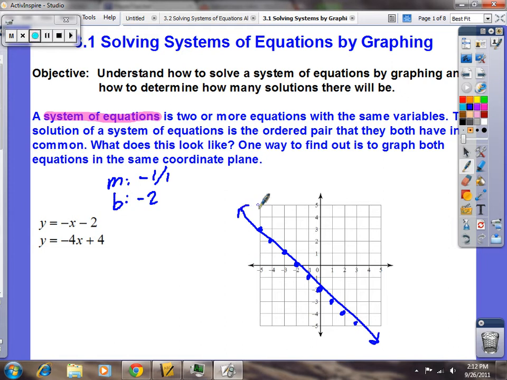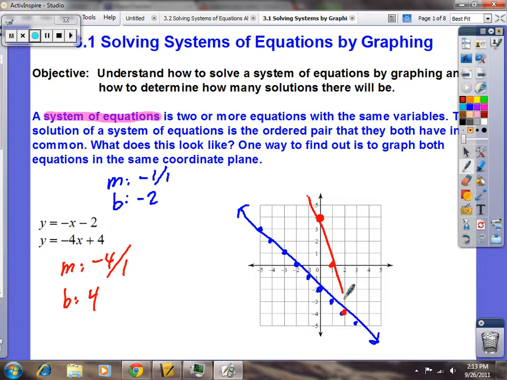Alright, Kendra. Let's look at line number 2. I'm going to change colors. What is your M and B on line number 2? -4 and 4. Where's my first dot go? On the X or the Y? The Y. 4. Put a dot there. Now use your slope to get some more dots. -4 over 1, so I'm going to go down 4, right 1. Down 4, right 1.